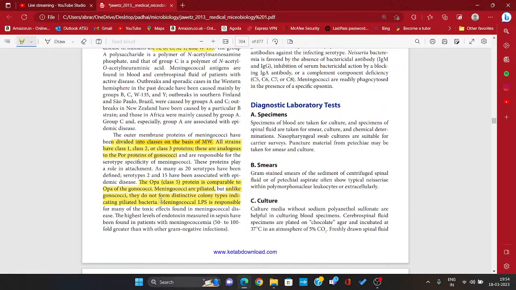Meningococcal LPS is responsible for many of the toxic effects found in meningococcal disease. The highest level of endotoxin measured in sepsis has been found in patients with meningococcemia, 50 to 100 fold greater than with other gram-negative infections. The highest level is important.